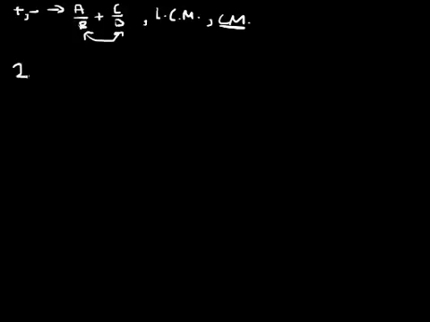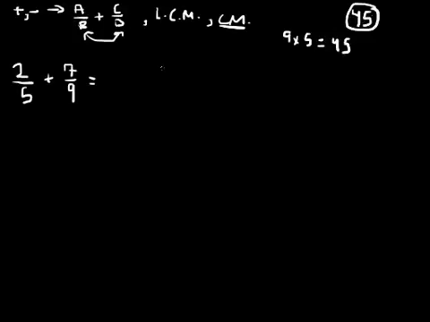So let's just say you want to add 2 over 5 plus 7 over 9. So what is a common multiple at the bottom? Essentially the easiest way of finding the common multiple is just to multiply them. So if you do 9 times 5, you'll get what? 45. The quickest common multiple to find is by multiplying them, and you get 45.